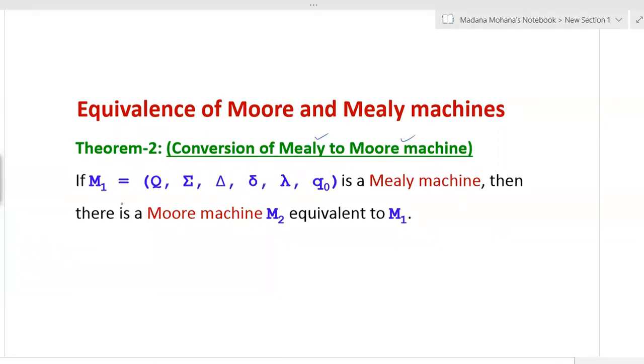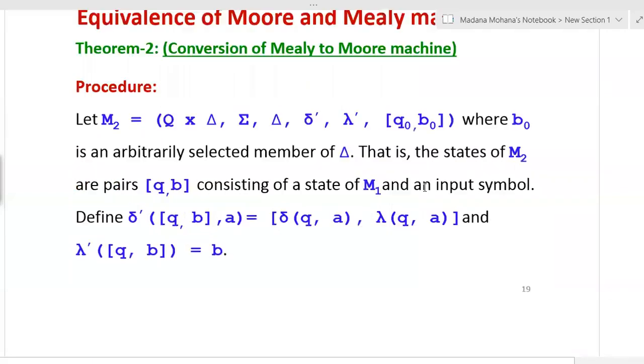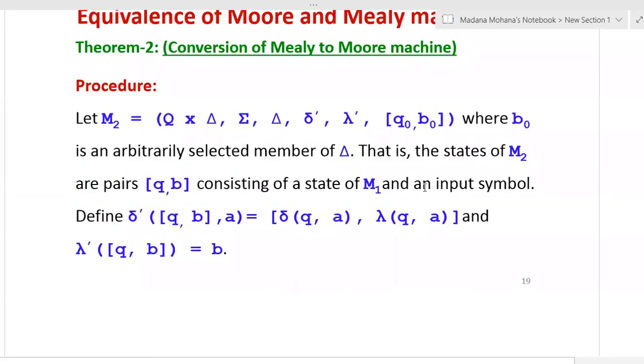Now the theorem: let us take M1, a Mealy machine. M1 equals (Q, sigma, output alphabet delta, the transition function delta, the output function lambda, Q naught the initial state), a Mealy machine. Then there is an equivalent Moore machine M2 equivalent to M1. Now let us see the procedure. Here also it is very simple. Let us take M2 as our equivalent Moore machine.